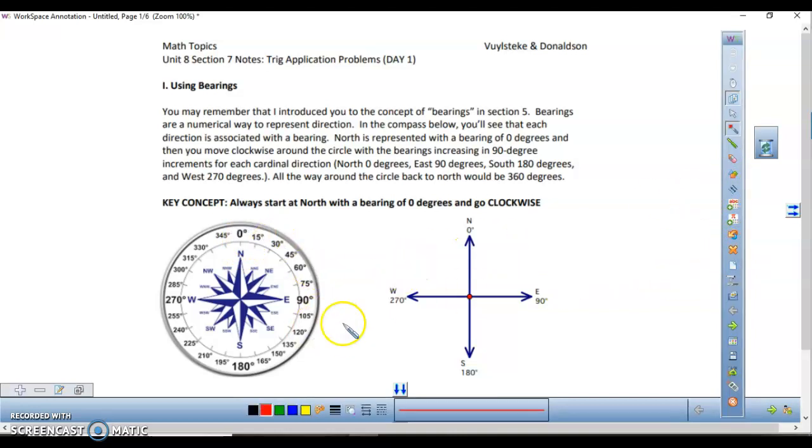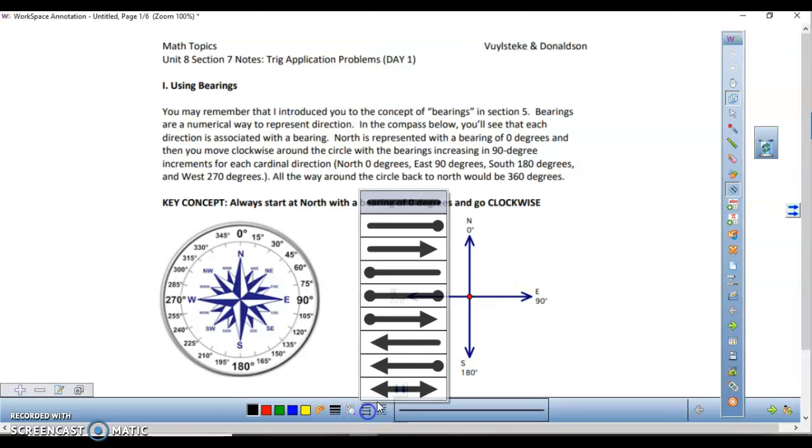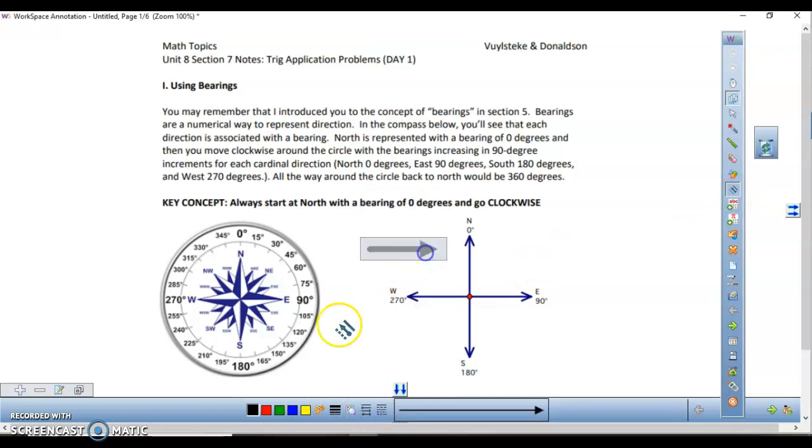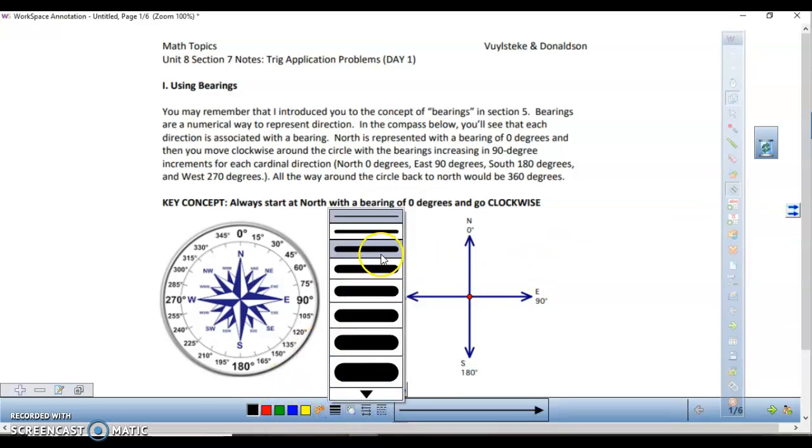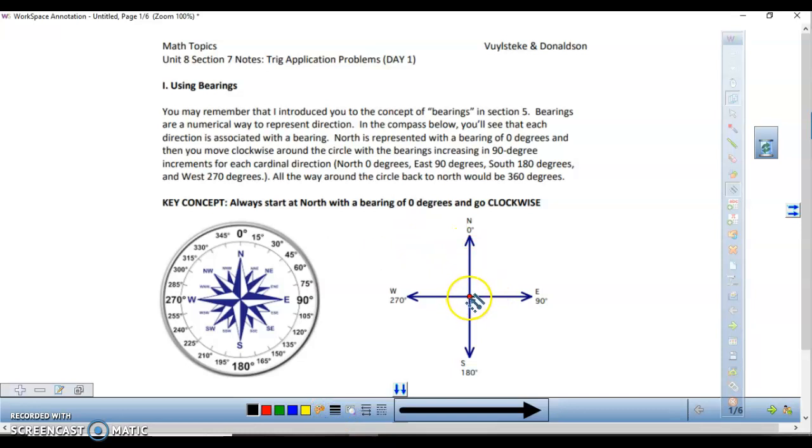When I give you problems, I'll always include a little compass rose that looks like this. This is just a visual way for you to draw what's happening in the situation. Maybe I say you start at a trailhead and you hike at a bearing of 80 degrees. Here's what that would look like.